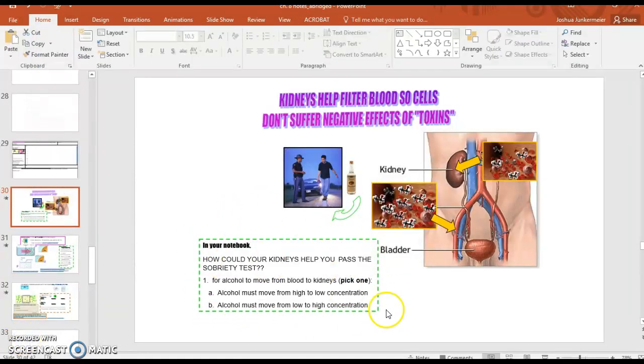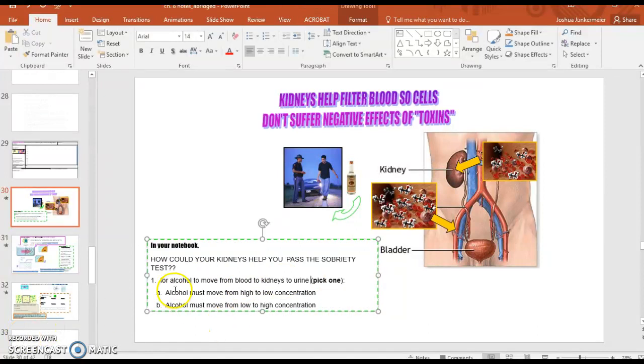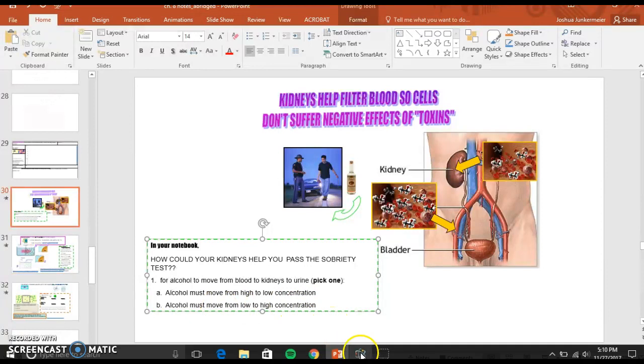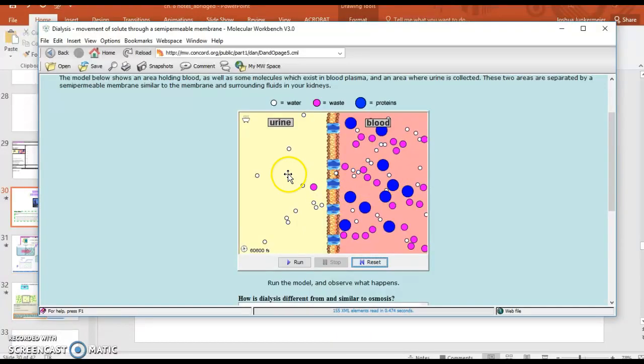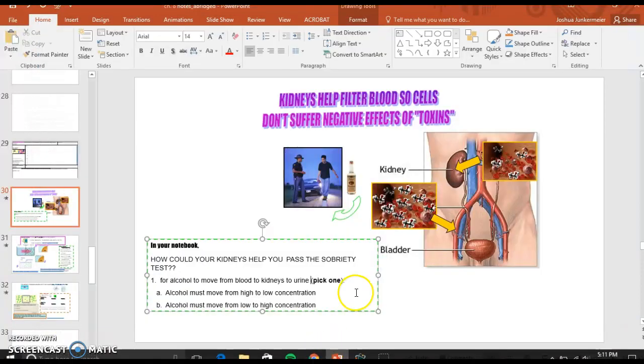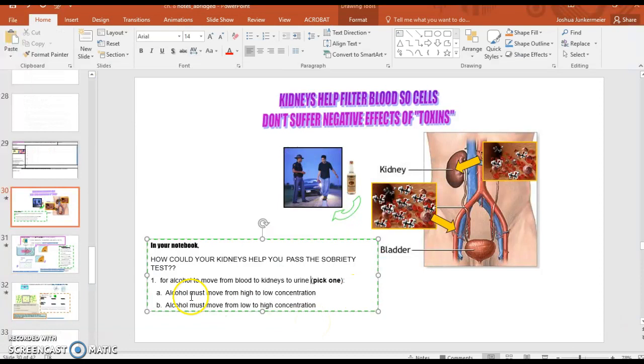This question really is just a review. So for slide 30 in your notebook, you should write the answer you choose, for alcohol to move from blood to the kidneys, or blood to urine. If that happens, which one of these explains it? That the alcohol moves from high to low concentration, or that alcohol moves from low to high? In the simulation, what did it do? Did the alcohol move from high to low, or from low to high? And then you have your answer. Just use your memory and rewind the video if you need to.